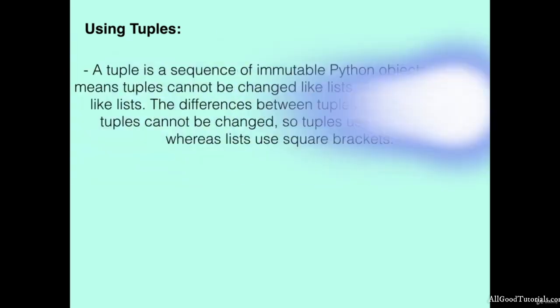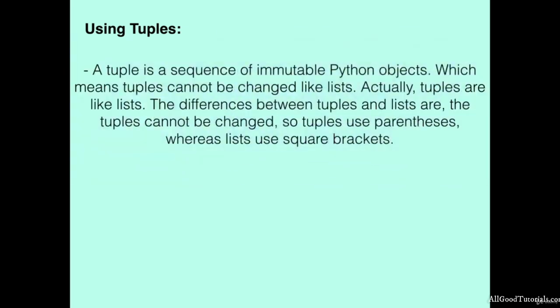Using tuples. A tuple is a sequence of immutable Python objects, which means tuples cannot be changed like lists. Actually, tuples are like lists. The differences between tuples and lists are that tuples cannot be changed, and tuples use parentheses, whereas lists use square brackets.